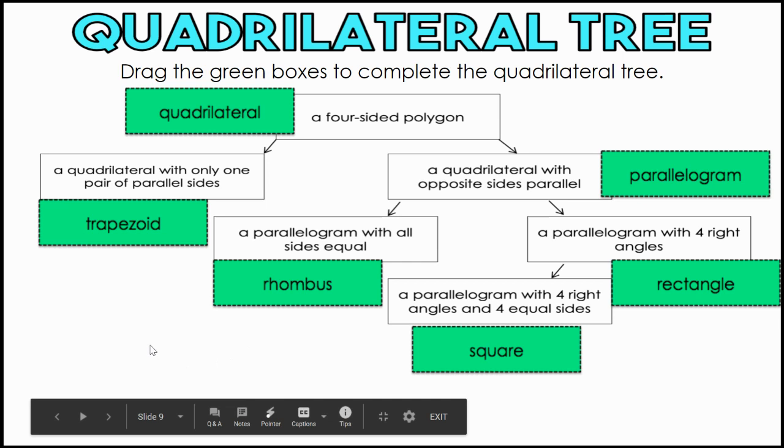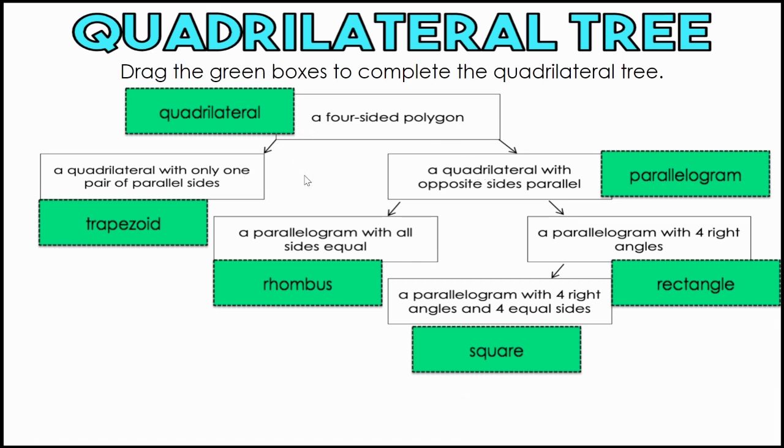I thought it might be a good idea to show you a quadrilateral tree to help you understand this a little better. We start at the top with the quadrilateral, which is a 4-sided polygon, and we could go down to a trapezoid or a parallelogram. A trapezoid is a separate entity, because it only has 1 set of parallel sides, while a parallelogram has 2 sets, which are opposite sets of parallel sides.